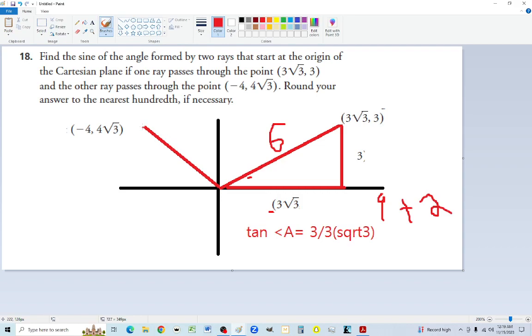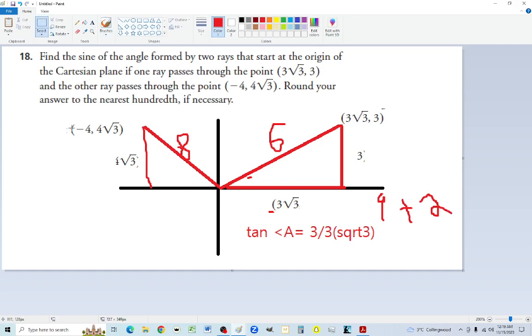Let's go and look at this one. The height of it is this value here, and the length is this value over here. What's the square of 4? 16. What's the square of 4 times the square root of 3? It's 16 times 3, which is 48. And then 48 plus 16 is 64. What's the square root of 64? 8.